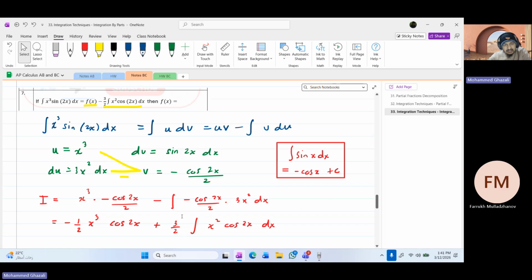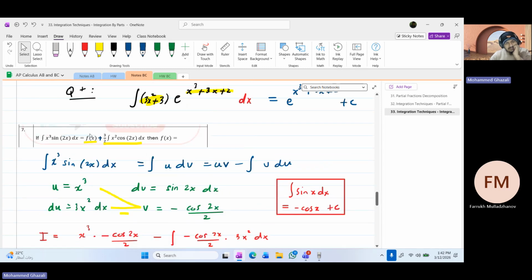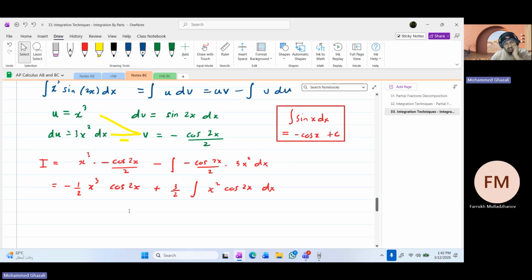If I make this negative, 3 over 2 v du. Yeah, no, I think there's a problem here. It should have been plus, okay? Not a minus, it should have been a plus. All right, so we can see clearly that f of x is this function over here. What is f of x? This entire function here. So the answer is, f of x is basically equal to negative half x cubed cos 2x.